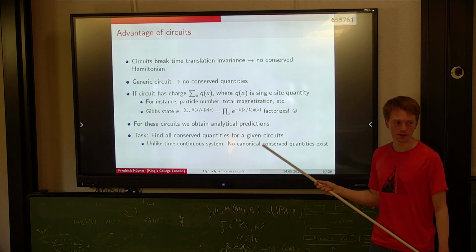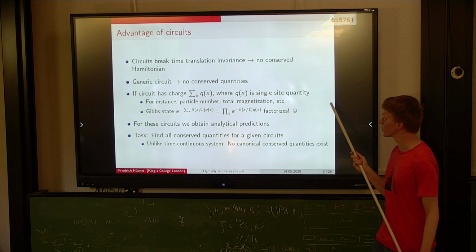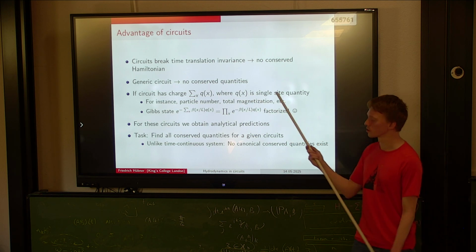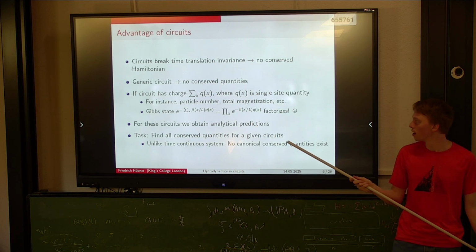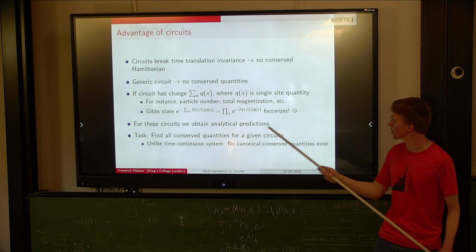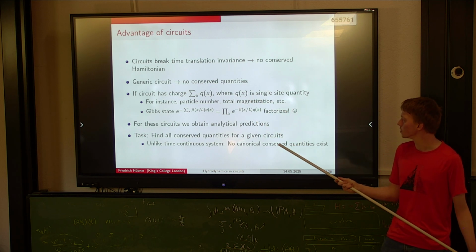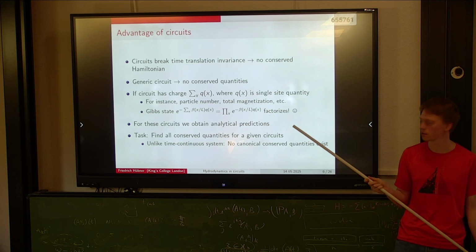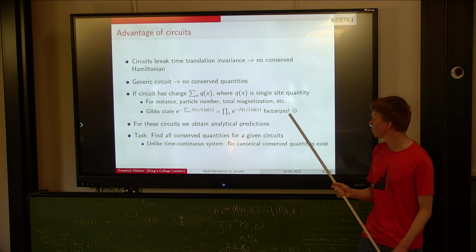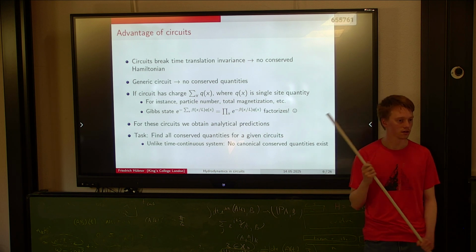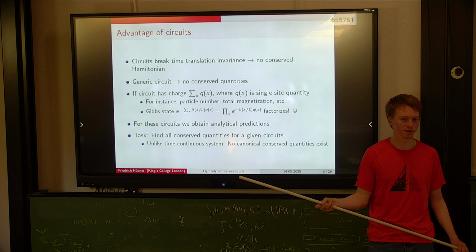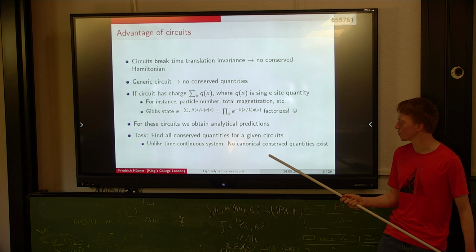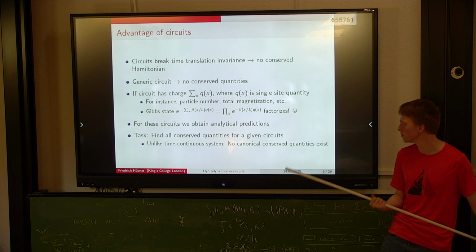And the reason why circuits are nice is for a very simple reason. Circuits break time translation invariance, so there is no conserved Hamiltonian. Which means the generic circuit will have no conserved quantity. But now let's say the circuit additionally has a charge which is just the sum of single site quantities, for instance some particle number, total magnetization or something like this. Then the Gibbs states just factorize. So it's basically trivial to compute the Gibbs states, right? And these are precisely the circuits for which we can obtain analytical predictions.